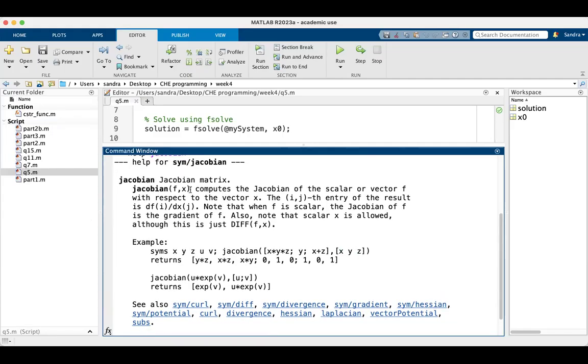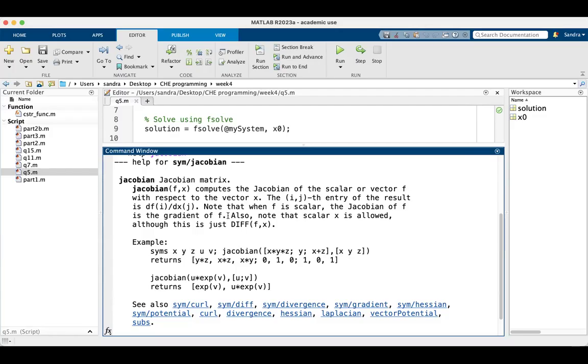So this computes a Jacobian of a scalar or a vector f with respect to the vector x. x has to be the variables and f will be the function value. The i, jth entry of the result will be dfi, that is, the ith function's partial derivative with respect to the xj variable. Note that when f is scalar, the Jacobian of f is the gradient of f. That is pretty clear: when f is a single value, the Jacobian will simply be the gradient.